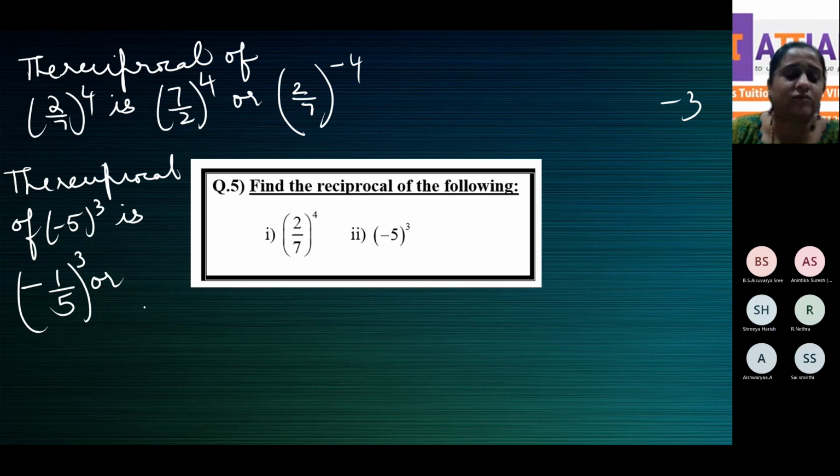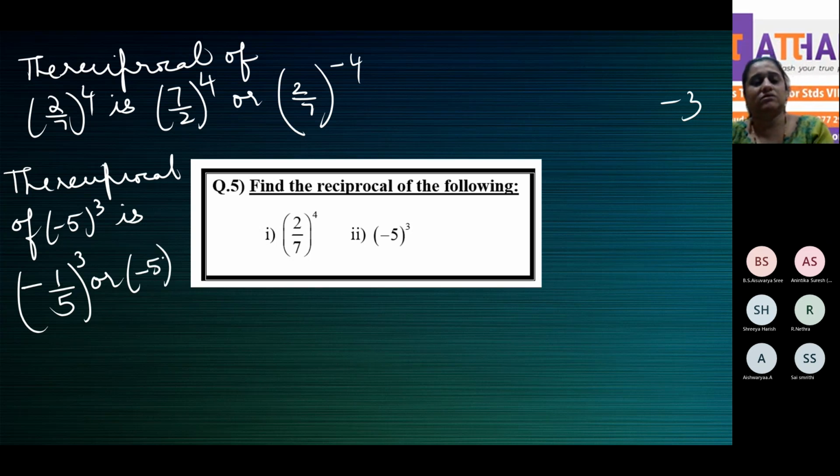In the first one, what have you done, Aishwarya Shri? You have taken the reciprocal of the base, right? Yes, miss. And you've written the power as it is. In the second one, what should you do? Write the base as it is and write the negative of the power. What is the negative of 3? Minus 3. All of you have this answer? Yes, ma'am.